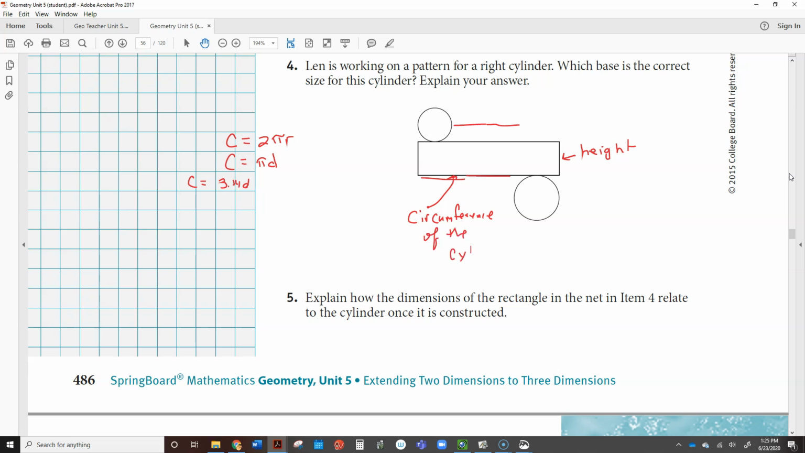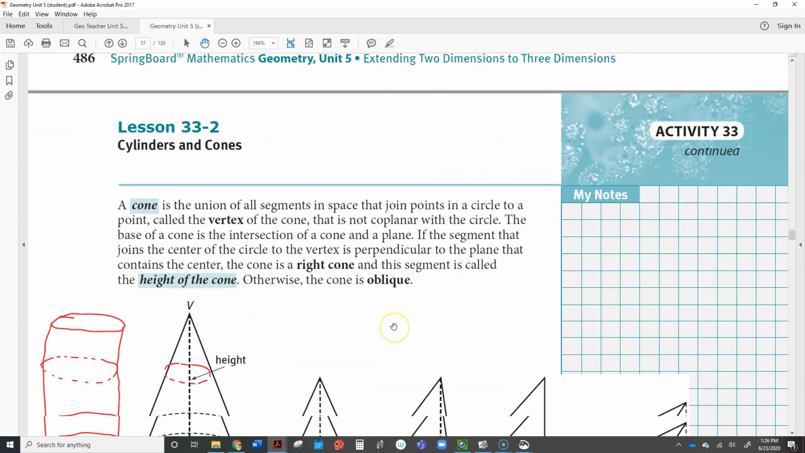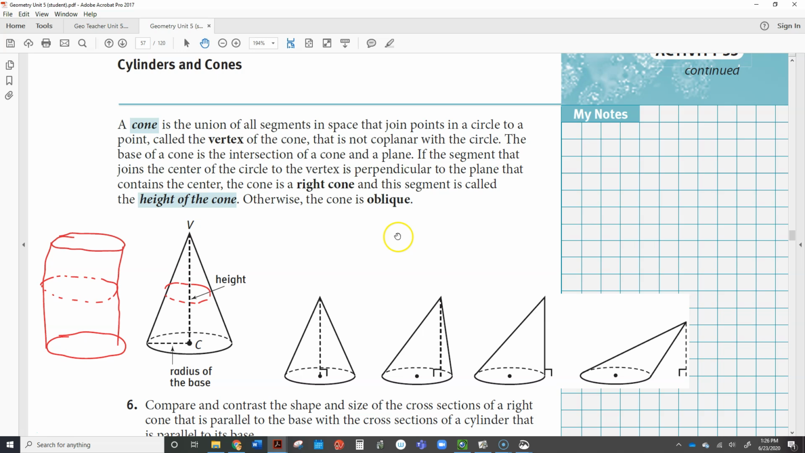Of the cylinder. Okay. All right. So now for a cone.